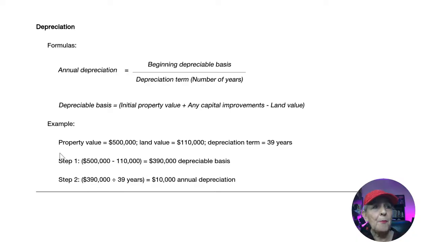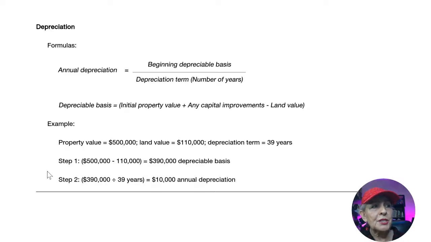So the property value is $500,000. Okay, the land value is $110,000. The depreciation term equals 39 years. So they don't give us the depreciation value. They give us 39 years. Okay, I said 27. When I had properties, they were depreciated 27 years. And this was back in the early 2000s.